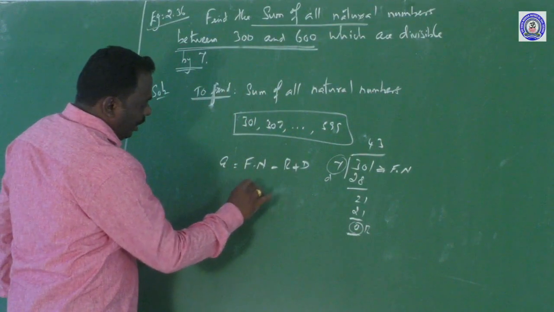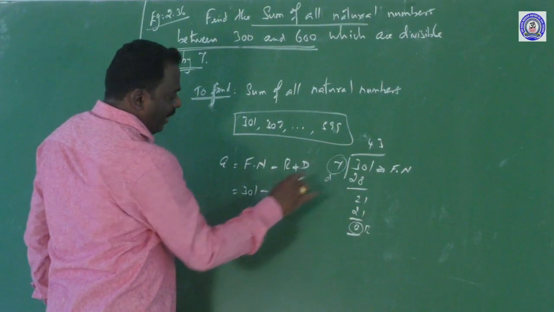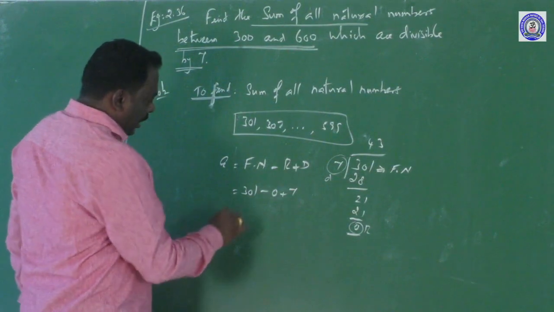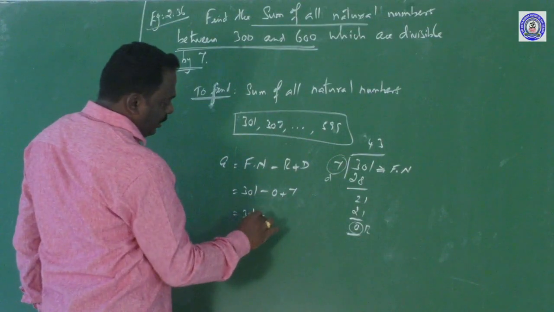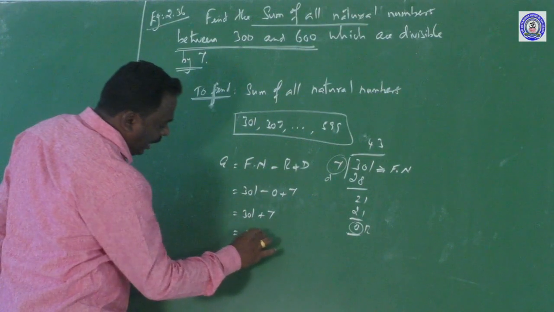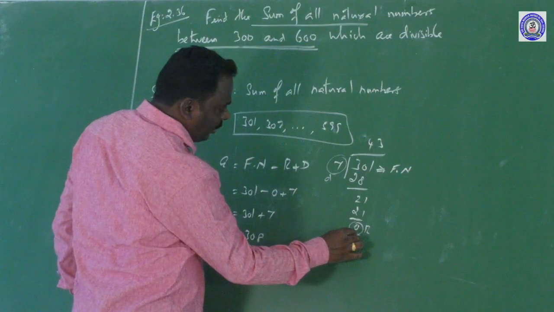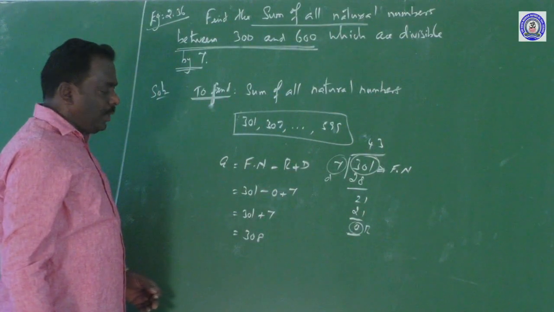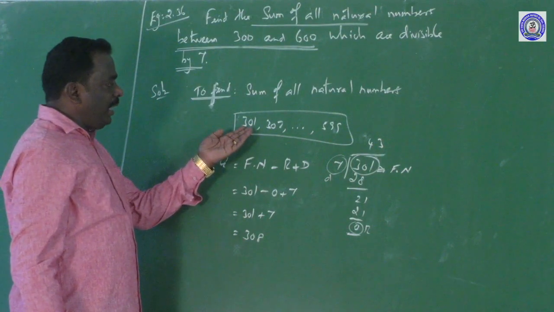Therefore 301 minus the remainder 0, plus the divisor 7, is 301 plus 7, that is equal to 308. Now 301 itself gives remainder 0. Therefore the first number is also divisible by 7. Therefore the second number, after the first number 301, divisible by 7 is 308.